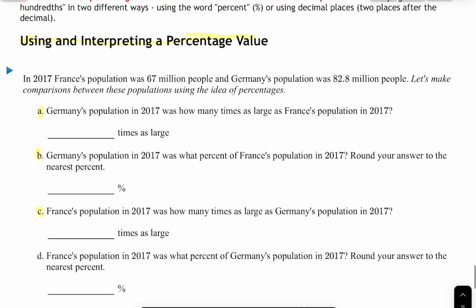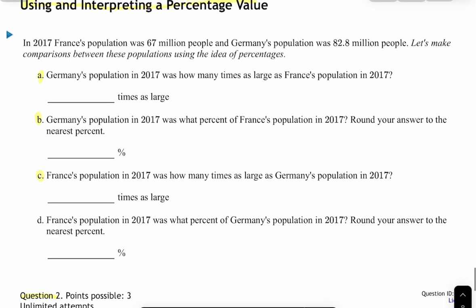Okay. Now, could you go down to, there's one about population. Are your numbers and my numbers the same? So it should be the same. That's what I was thinking. Okay. So let's take a look at this one's about population. It says in 2017, France's population was 67 million and Germany's population was 82.8 million. Let's make comparisons between these populations using the idea of percentages. Germany's population is how many times as large as France's?